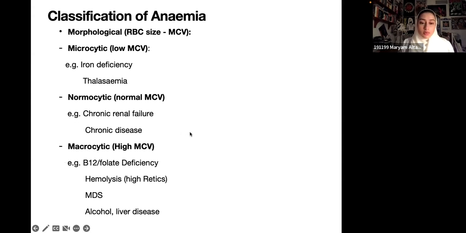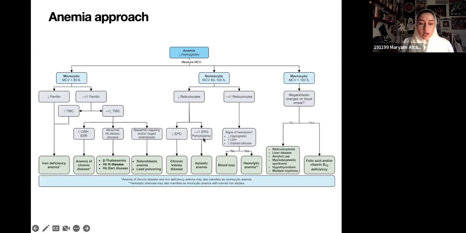Normocytic, macrocytic. But what's more important to me is this. You guys can find this chart on Amboss, and it is very, very helpful because it gives you, one, the clinical approach on how you approach an anemia, and it categorizes the causes very nicely and cleanly. So in a microcytic anemia, we said less than 80. The key test here is going to be the ferritin. And we'll talk about this as we talk about iron deficiency anemia.